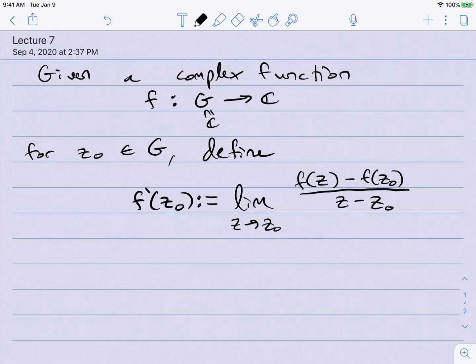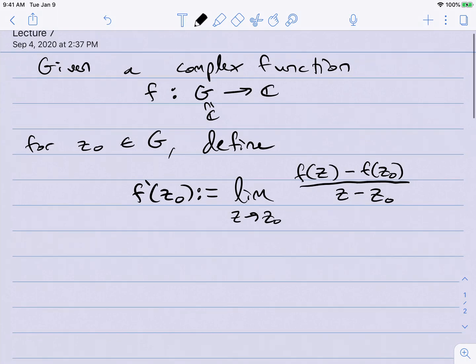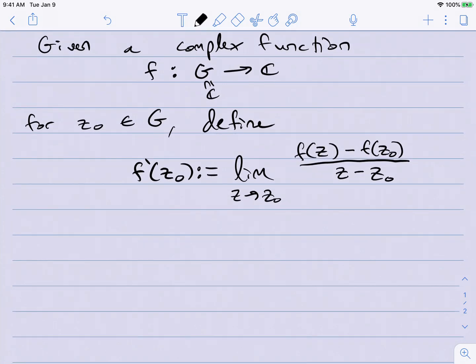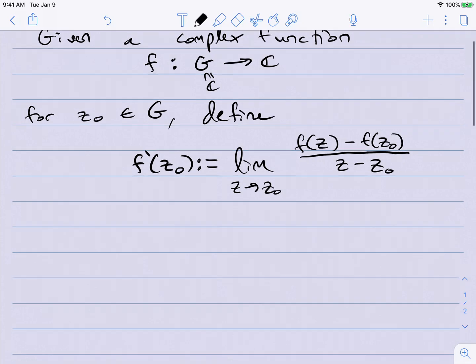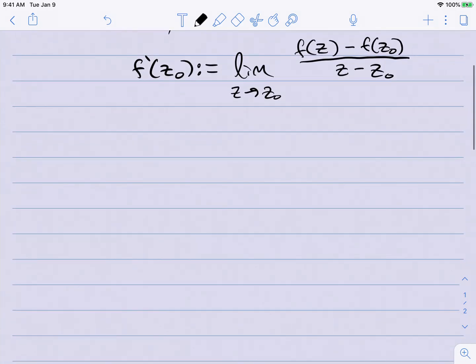Okay, so this definition looks exactly the same as the definition of the derivative in the usual calculus. But again, there's a lot more going on here because these are complex numbers. So the first thing is, notice that it doesn't quite make sense to think of this as the slope because we're dividing by a complex number. So this is no longer an expression for rise over run. There are geometric ways to interpret this, but maybe I won't get into that right now.